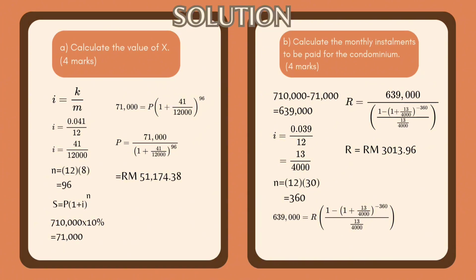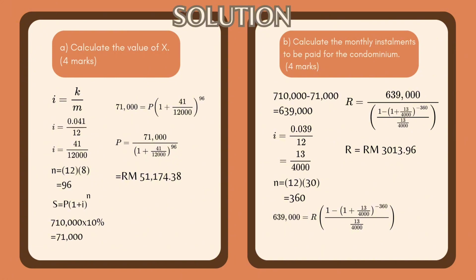The second question, B. Calculate the monthly installments to be paid for the condominium. Since the question said that the balance is to be paid by making equal monthly installments for 30 years, we need to minus the original price of the condominium, which is 710,000, with 71,000, which is the down payment, to get the balance 639,000. Next, we need to find the I, which is the interest rate per period. K has a new amount, which is 0.039, and M is the same, which is 12. So when we divide those two, we will get 13 over 4,000.